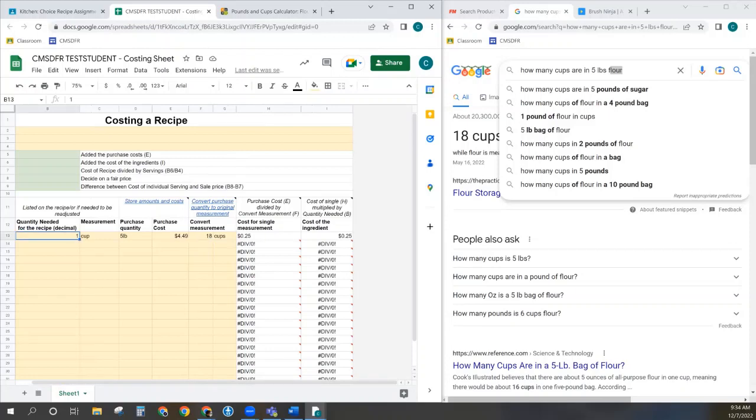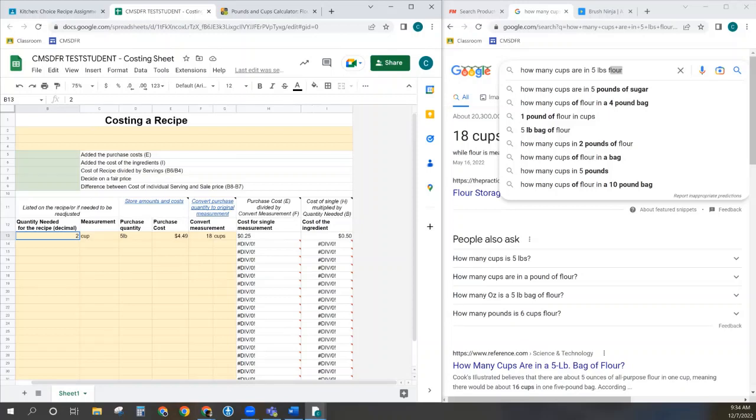So let me show you that. If I needed 2 cups of flour for my recipe, this is still showing me that for 1 cup of flour, it's 25 cents. But then for 2 cups, it's 50 cents. So that's 25 times 2 gives me 50 cents for that amount in my recipe.